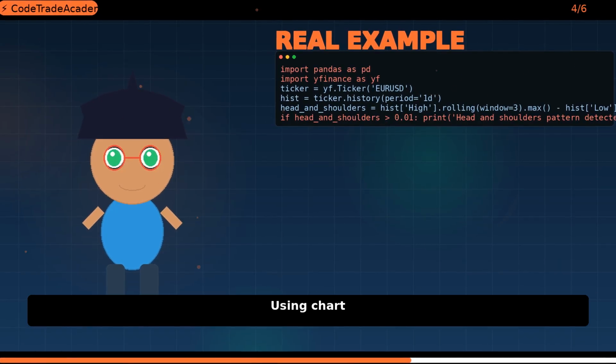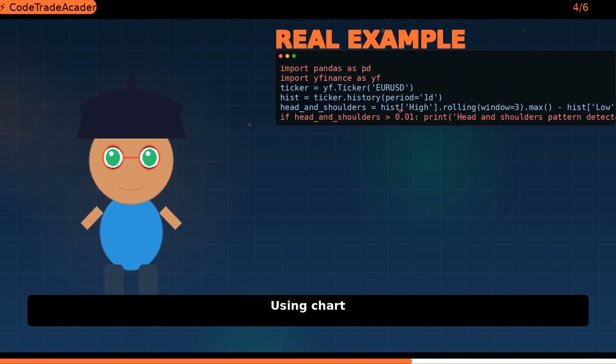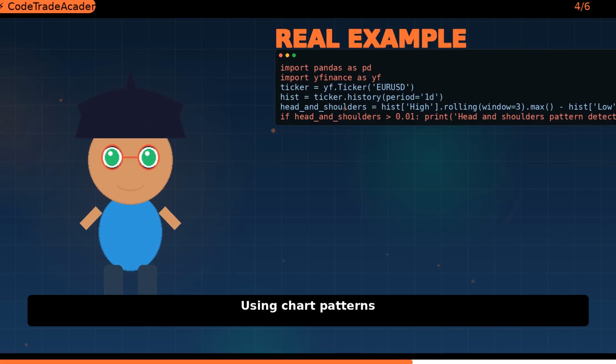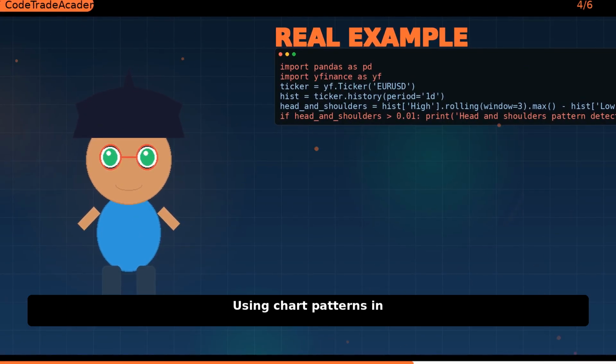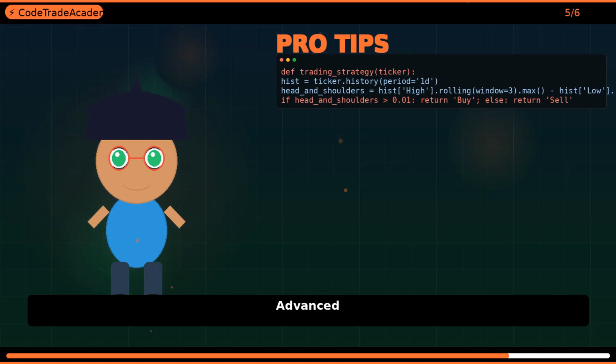import pandas as pd, import yfinance as yf. ticker = yf.Ticker("EUR/USD"). hist = ticker.history(period="1d"). head_and_shoulders = hist['High'].rolling(window=3).max() - hist['Low'].